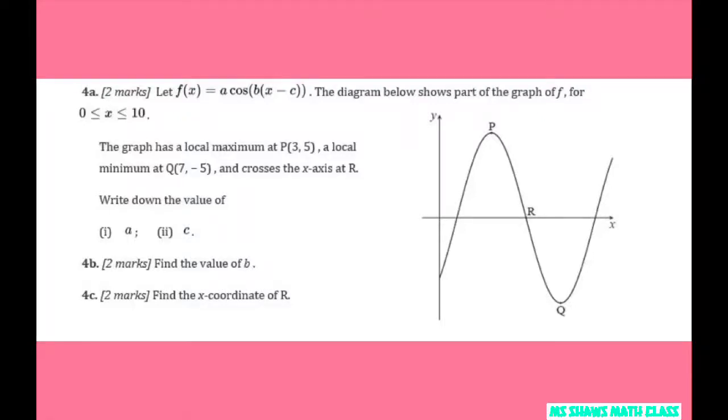Everyone, we're going to let f of x equal a cosine of b times quantity of x minus c. The diagram shows part of the graph for f over the interval 0 to 10. So we're going to answer these questions and find a, b, and c.